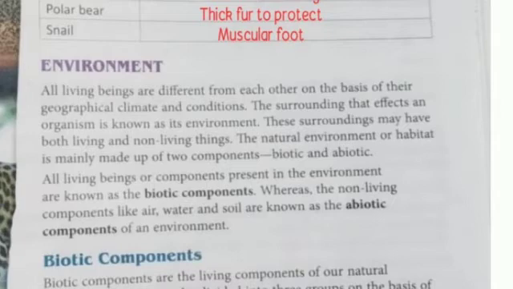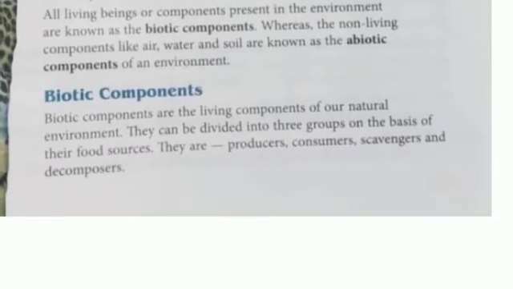So listen to what your book says. All living beings or components present in the environment are known as biotic, all living beings. Whereas non-living components like air, water, soil, all are known as abiotic, means they are non-living components of the environment.